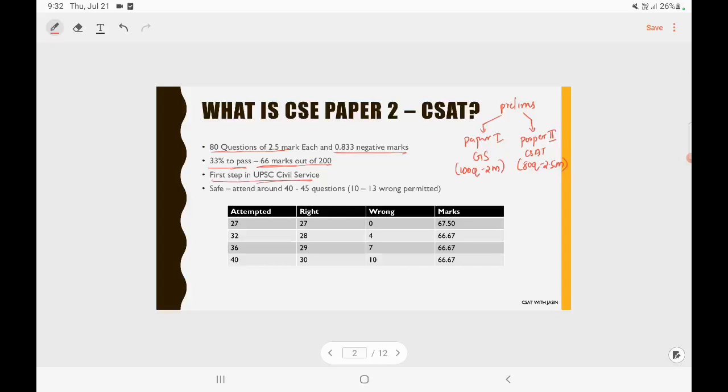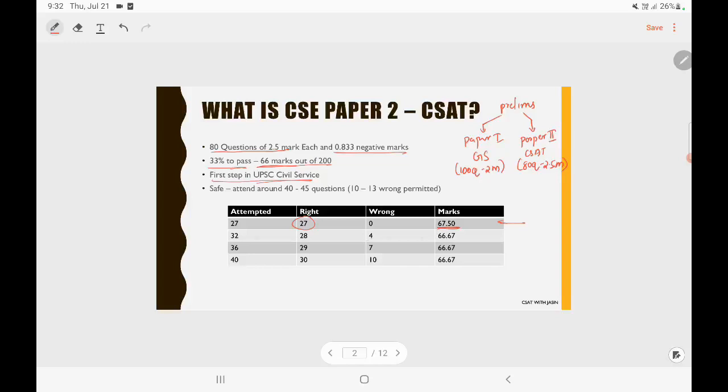Okay, here I have given a table which shows how many questions you need to make right in order to pass the exam. If you are getting 27 right without any wrong, you will get 67.5 marks and you will pass the examination. But it is very highly unlikely to get all the questions correct, right?